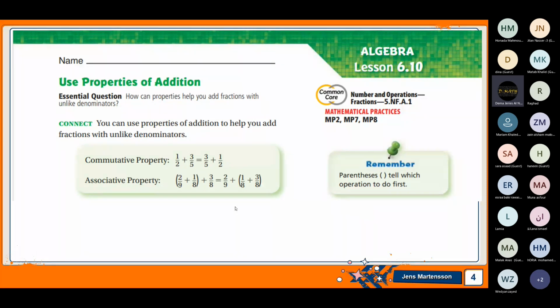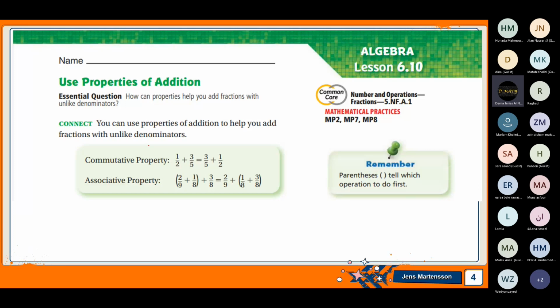Now, use properties of addition. In this lesson, we're going to summarize what we do if we have 2 fractions or 3 fractions, 2 mixed numbers or 3 mixed numbers, and we're going to add them together. But before that, as we know, we talked about the commutative property and associative property. Do you remember what the commutative property is?